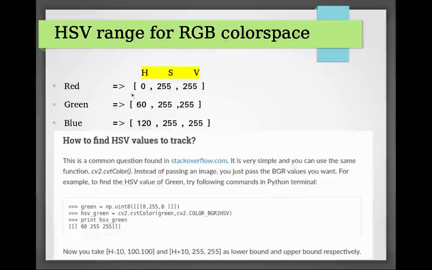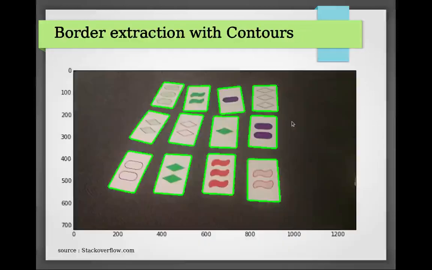So this is the range which I have found using the console of Python. The red color has HSV range 0, 255 and 255. So it is the value of HSV for a red color. But the range basically varies here, H minus 10 and H plus 10. Basically the color differs in between those ranges. So that type of thing we need to do in a program.